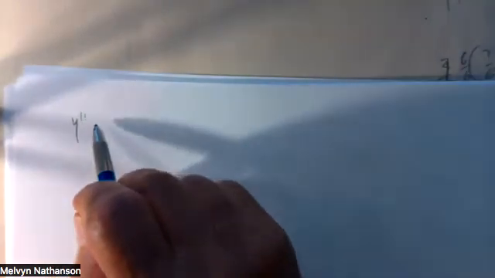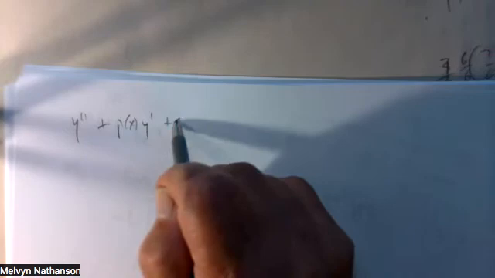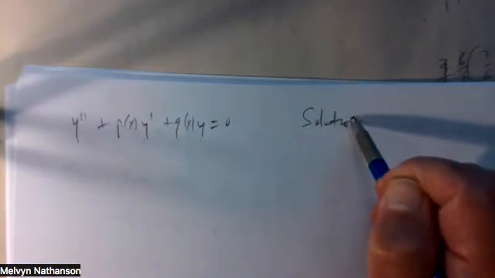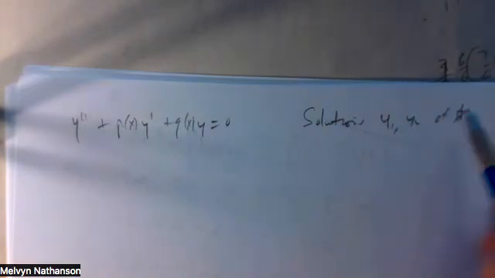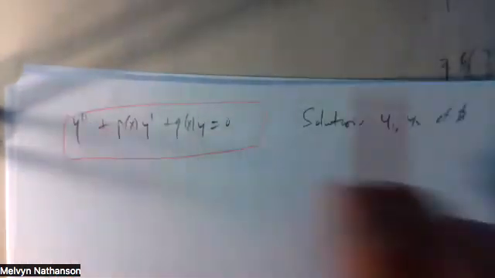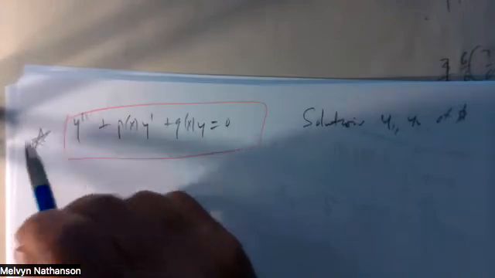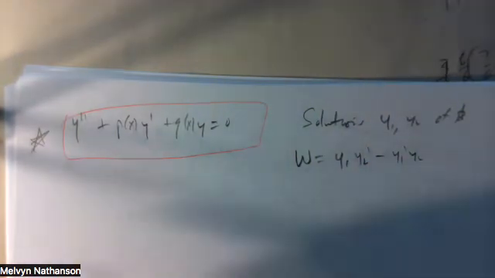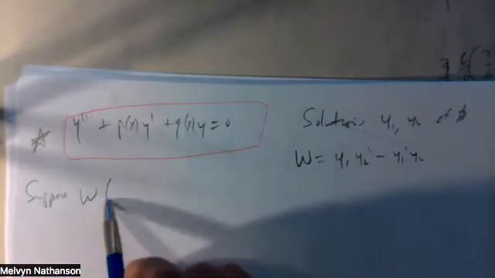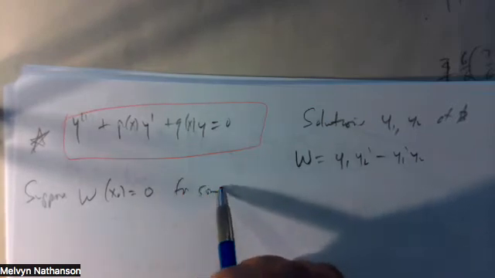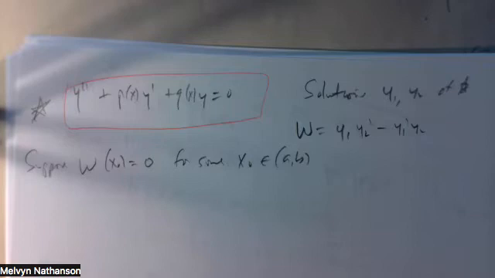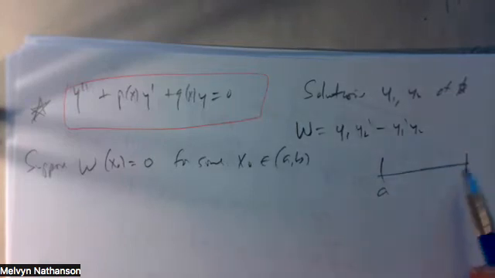So we get the differential equation y double prime plus p of x y prime plus q of x y equals 0. And we have solutions y1 and y2 of my differential equation. And the Wronskian, as always, is y1 y2 prime minus y1 prime y2. So let's suppose that the Wronskian is equal to 0 for some point x naught in the interval from A to B. So here we have the interval from A to B on the number line, and here's some point x naught.